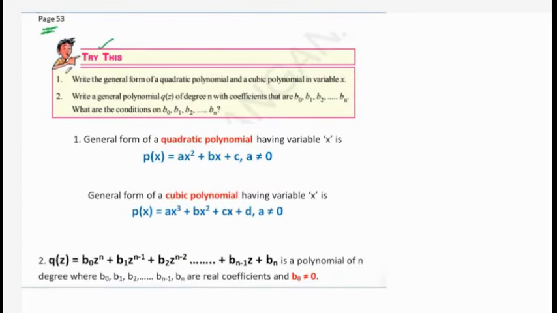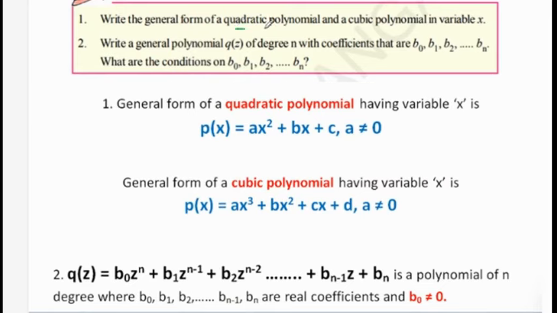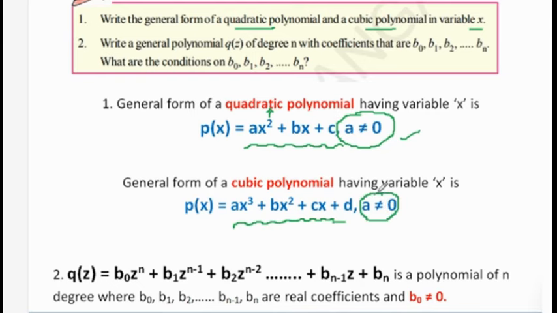Page number 53, try this problem. First one, write the general form of a quadratic polynomial and a cubic polynomial with variable x. The general form of a quadratic polynomial is ax square plus bx plus c, where a is not equal to 0. This is one of the important conditions. If the degree is 2, then it is a quadratic polynomial. The general form of a cubic polynomial is ax cube plus bx square plus cx plus d, where a should not be equal to 0. So if the degree of a polynomial is 3, then it is called a cubic polynomial.